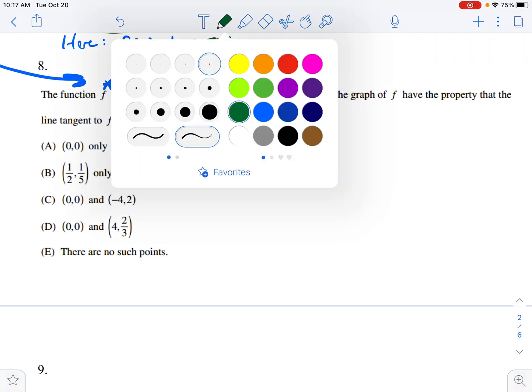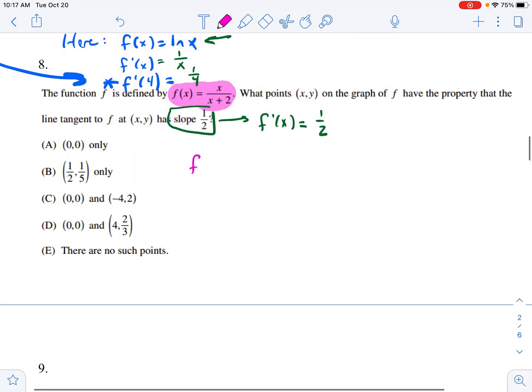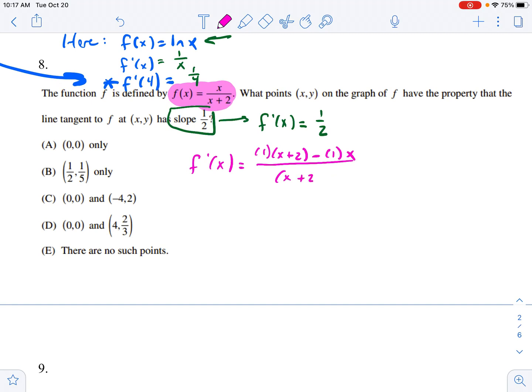We'll go ahead and take the derivative of this. It looks like we're going to be using quotient rule: derivative of the top times the bottom minus derivative of the bottom times the top, over bottom quantity squared. And we're going to get back 2 over quantity x plus 2 squared for the derivative. So there's the first derivative. What we're not going to do is plug 1/2 in for x. We're rather going to set the derivative equal to 1/2, and then we can solve for x.